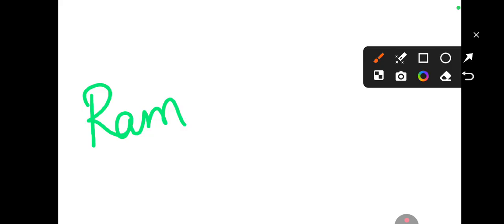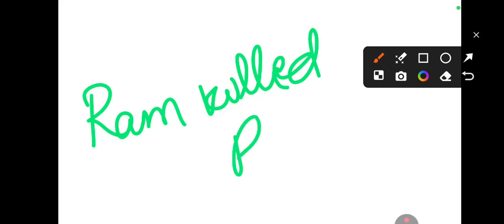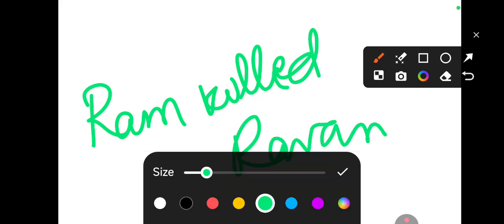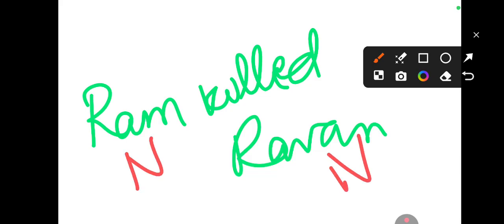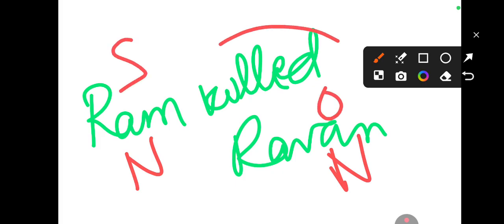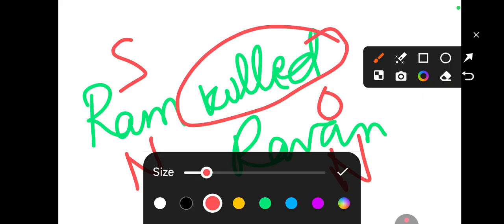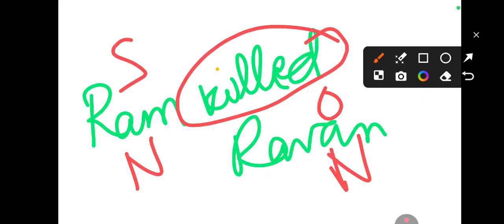Similarly, when we dissect one sentence, right? Suppose I say a very simple and very important sentence, Ram killed Ravan, right? In this sentence, this is also a noun and this is also a noun, but this noun is called subject and this noun is called object, right? And the verb is the most important part of grammar, of language as well, right?